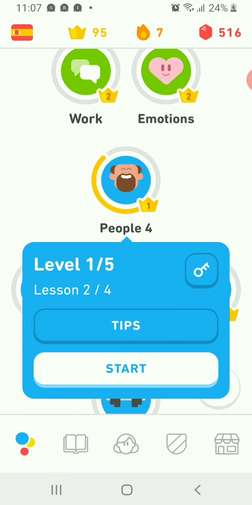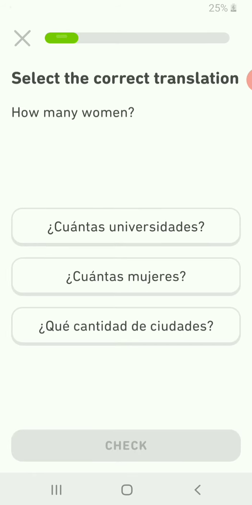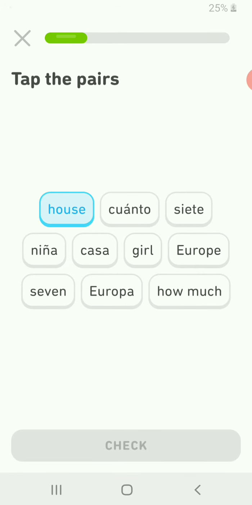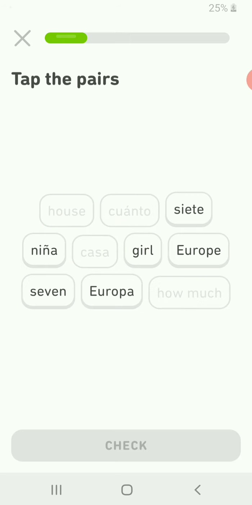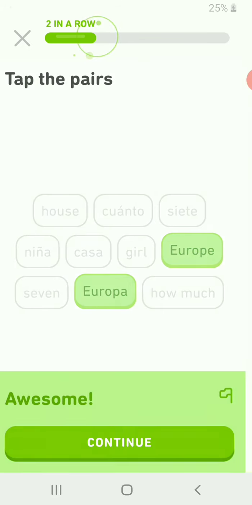This is another ad because I didn't purchase this application yet, and I still have one more exercise to do, and I have like 4 minutes to do it, and I'm sure that this is very possible. Select the correct translation. How many women? ¿Cuántas mujeres? And house is of course casa. ¿Cuánto is how much? Siete is 7. Niña is girl. Europe is Europa.